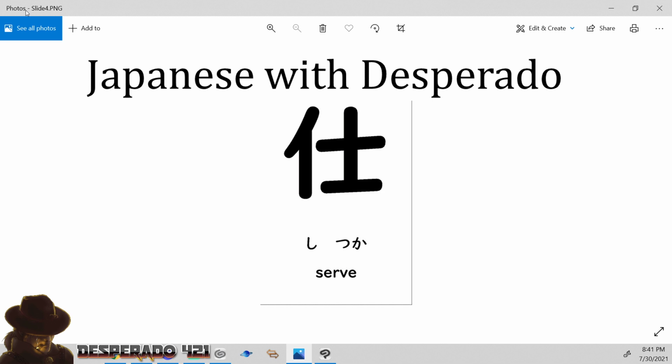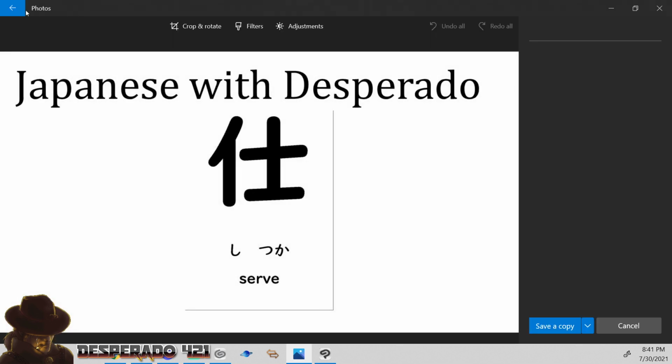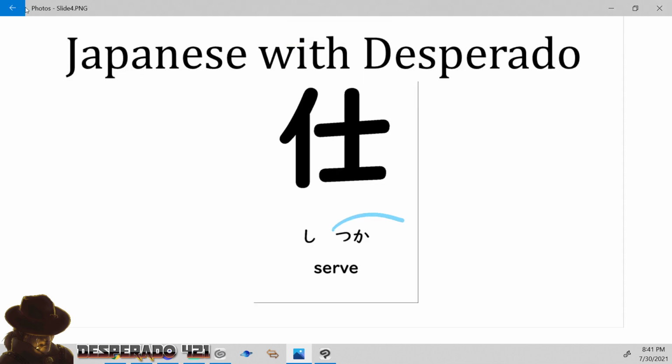But the one you're going to focus on more, because with the amount of time that I've been using Japanese, I don't think I've ever seen this actually used in a sentence all that much. So you're going to be using the shi more often. The main reason is that the next character is going to be koto, and shigoto means job or work. I'll show it when I show you the next character.